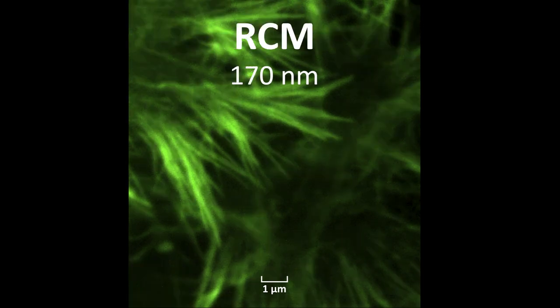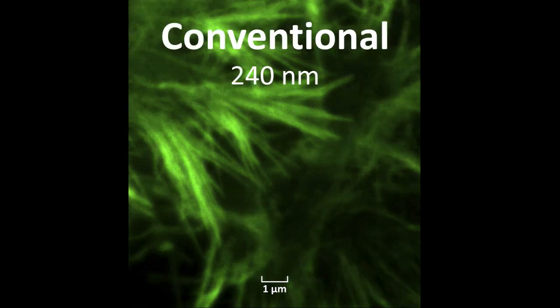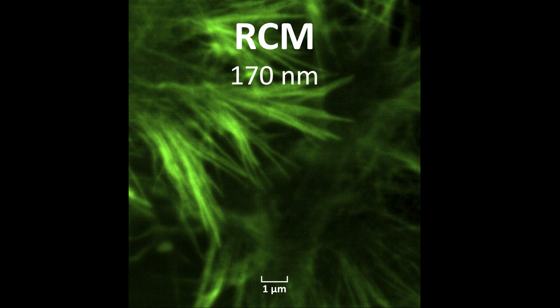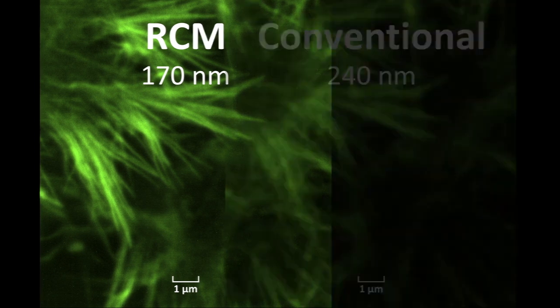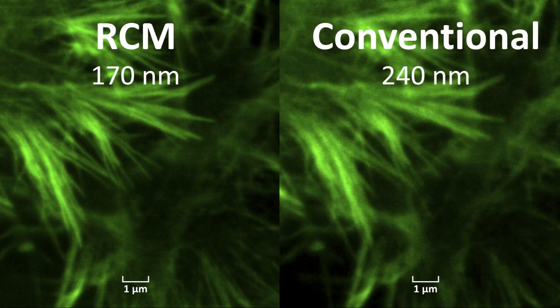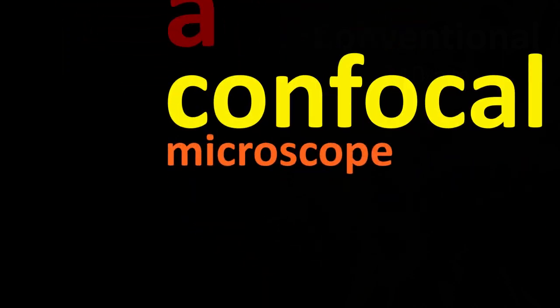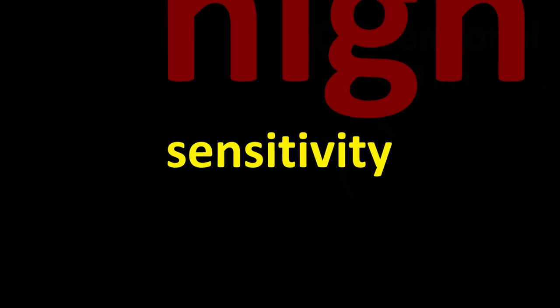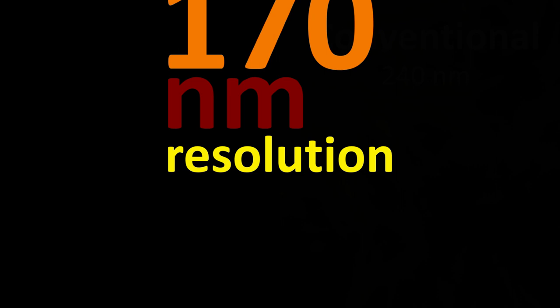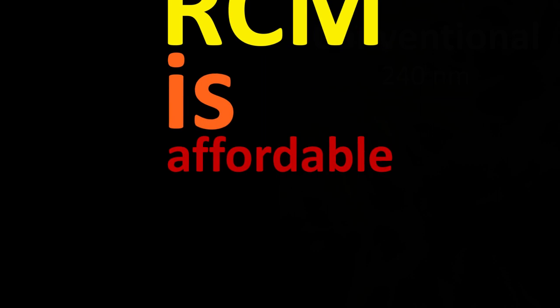The RCM principle is optics only, so there's no software post-processing needed to achieve the improved image resolution. If we combine this with a sensitive camera detector, the RCM has a 4 times higher signal-to-noise level. Concentrated light without closing the pinhole. In conclusion, RCM is a confocal microscope. RCM has high sensitivity. RCM has 170 nanometer resolution. RCM is optics only. RCM is affordable.